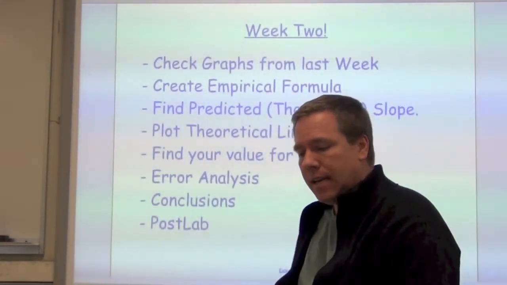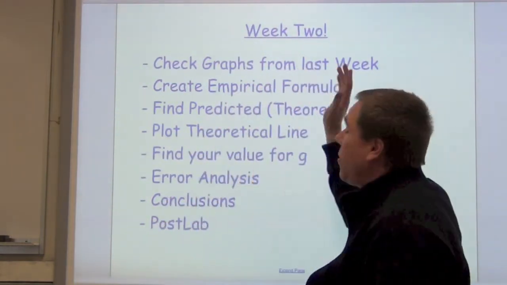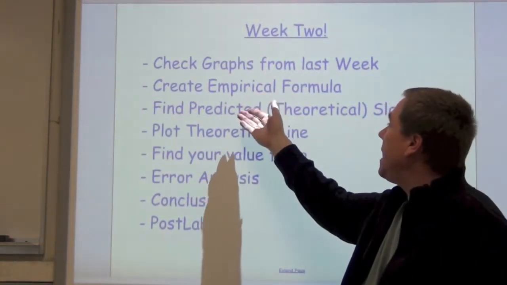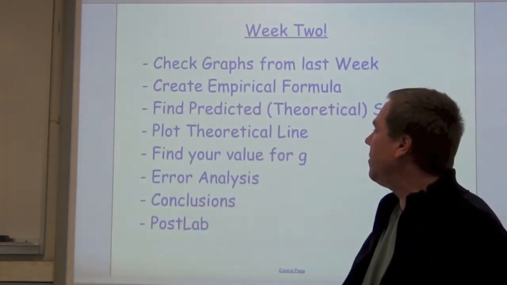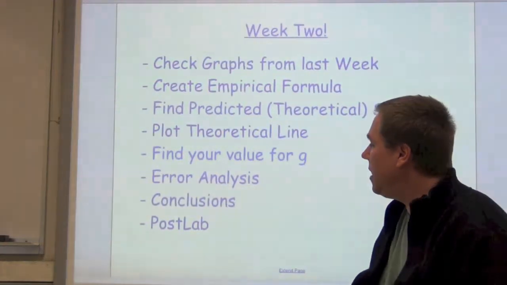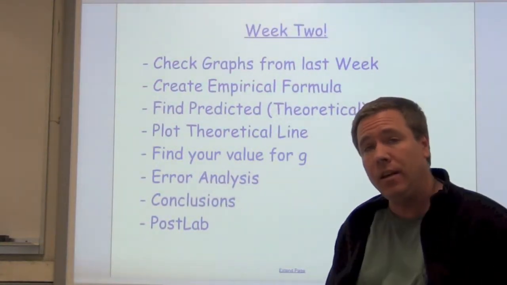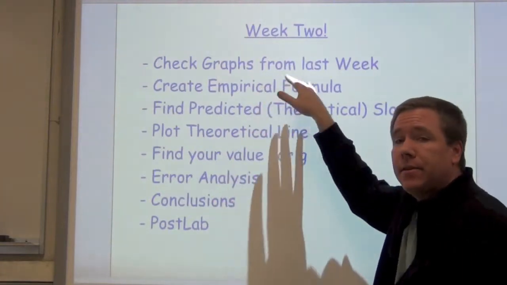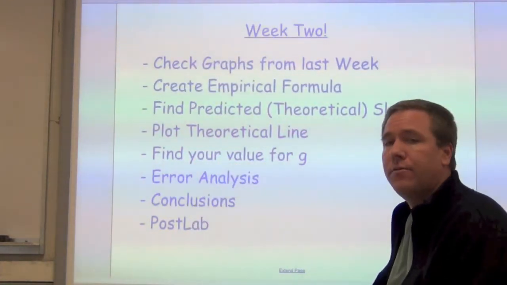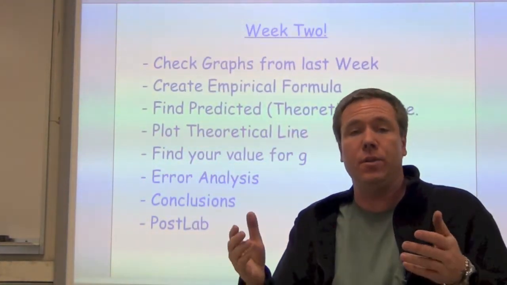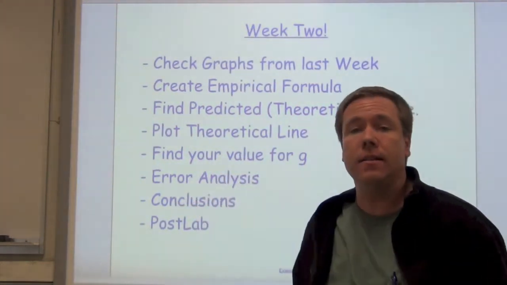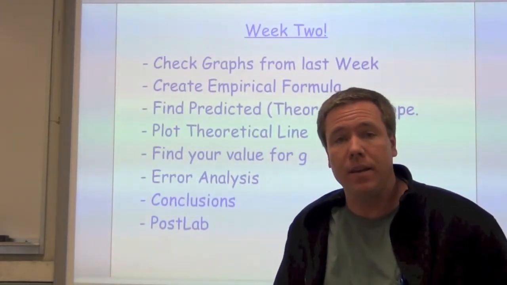Well, part 2 of data and graphs is going to be to check the graphs from part 1. It's going to be to create an empirical formula. It's going to be to, using that, find a predicted theoretical slope and plotting a theoretical line and finding your value for g and the error analysis with error propagation and conclusions and a post-lab. This particular movie is going to focus on the empirical derivation and finishing the plot. Okay? The next movie will be about finding your value for g and how well do you know that g according to your measurement uncertainties, which we answer with error analysis and the error or uncertainty propagation.